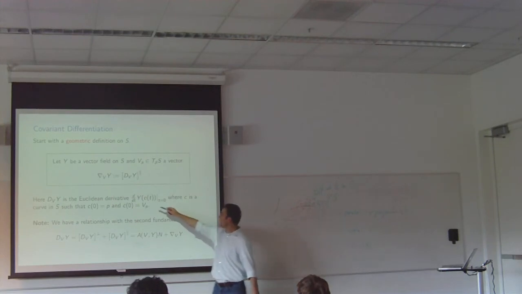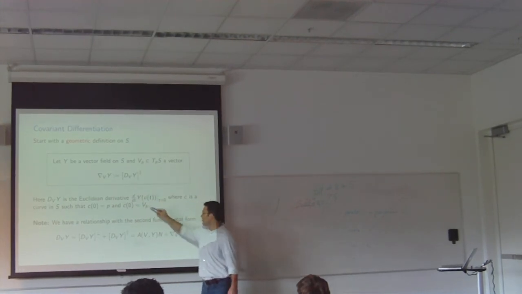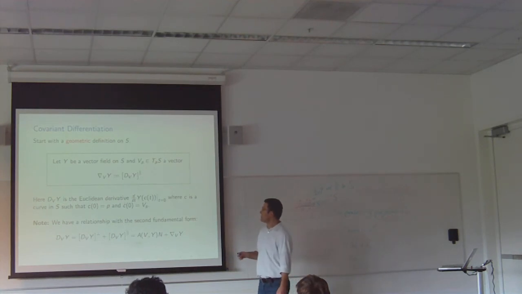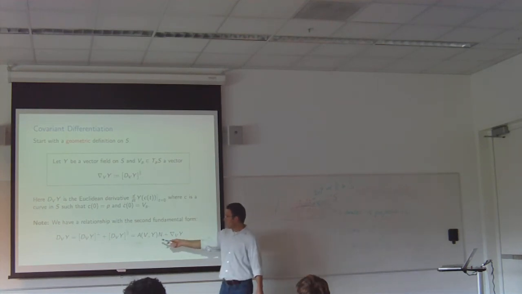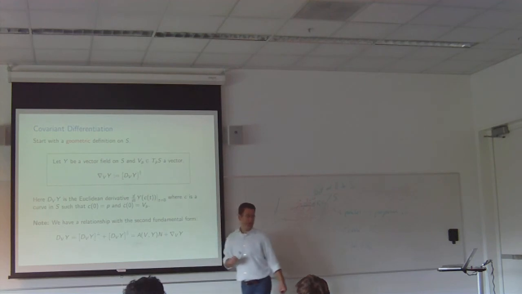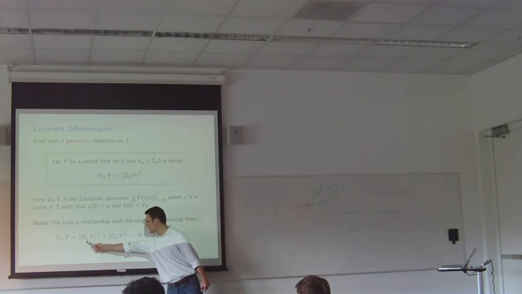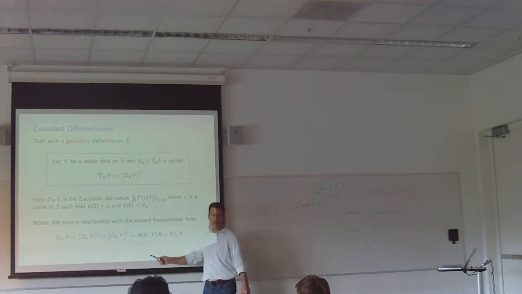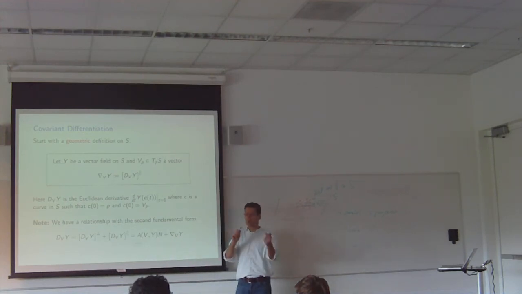Like I say, this dv of y is just the ordinary Euclidean three-dimensional derivative. Now notice right away I have this nice relationship with the second fundamental form. The second fundamental form used to be the perpendicular part of the derivative. Well, in fact, we defined it a little bit differently. We defined it in terms of the normal variation.